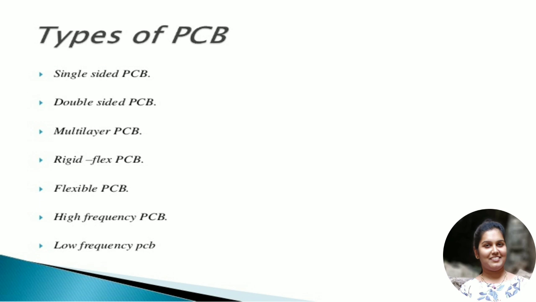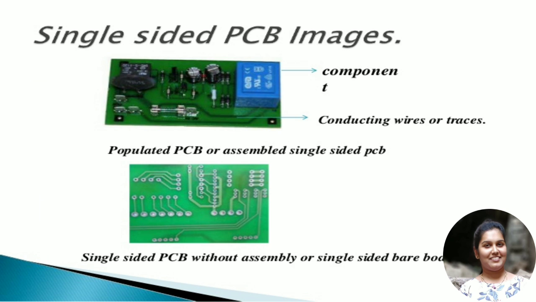Most of the PCBs, either single sided PCB or double sided PCB, are the basic types of PCBs you might have gone through, like in the remote controller or in the mouse or any other basic electronic circuits which we have in our homes. These are generally made up of either single sided PCB or double sided PCB. Other points, like multi-layer and rigid flex, we'll discuss in this video.